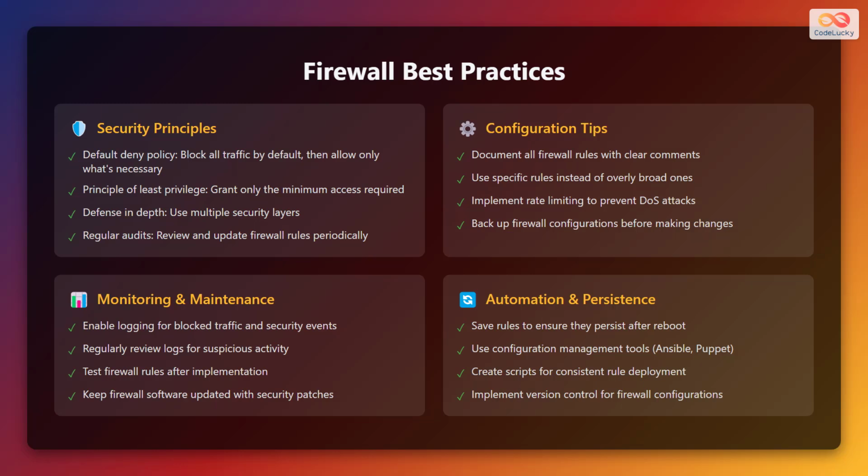Next, configuration tips. Document all firewall rules with clear comments. Use specific rules instead of overly broad ones. Implement rate limiting to prevent denial of service attacks. And back up firewall configurations before making changes. Now, monitoring and maintenance tips. Enable logging for blocked traffic and security events. Regularly review logs for suspicious activity. Test firewall rules after implementation. And keep firewall software updated with security patches.